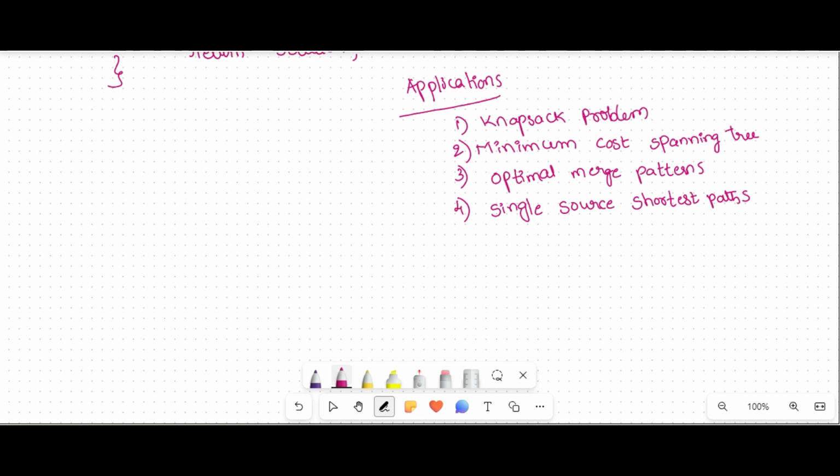Hope you understand, students, the control abstraction of greedy approach and the applications. In the next videos, we are going to discuss these applications one by one.